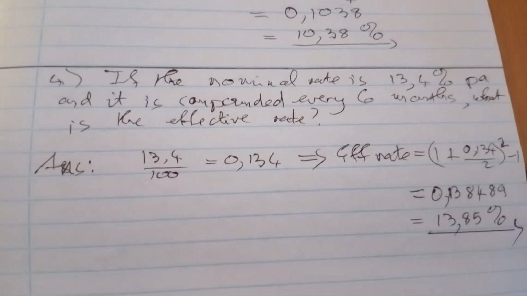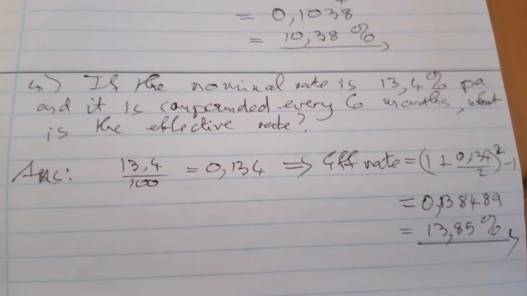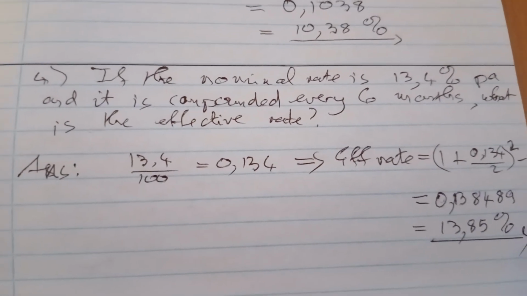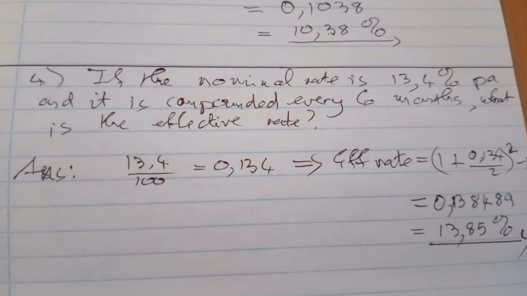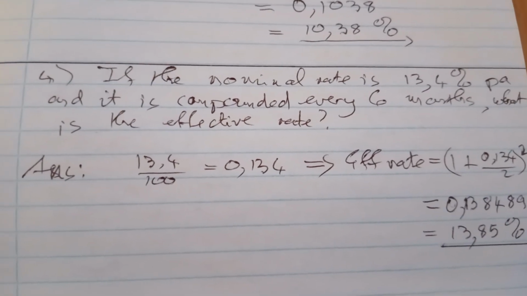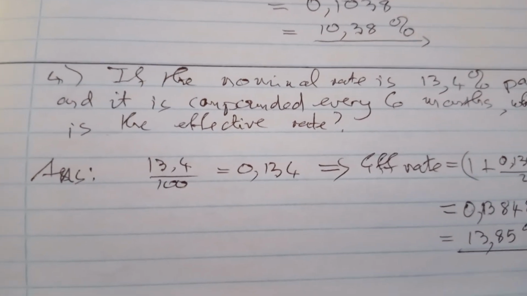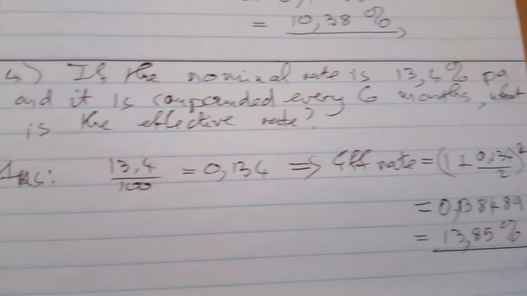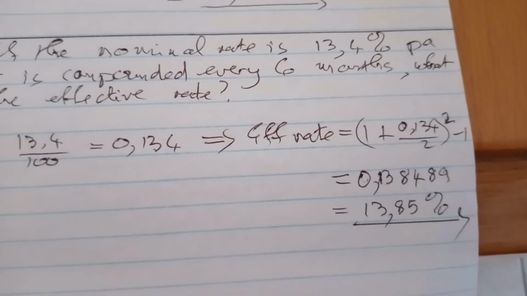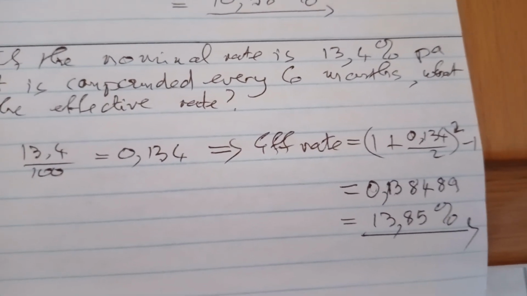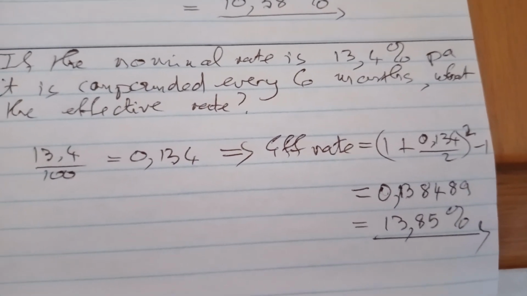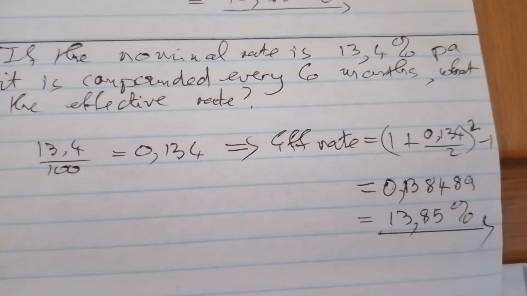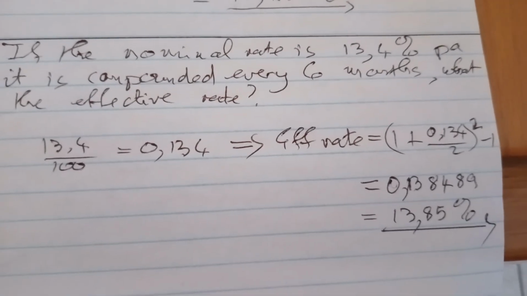Our last example, if the nominal rate is 13.4% per annum, and it is compounded every 6 months. Remember, there are 2 periods of 6 months in the year, so we need to take that into account. What is the effective interest rate? So 13.4 divided by 100 gives us 0.134, and then the effective rate is going to be (1 plus 0.134 divided by 2, because there are only 2 6-month periods in the year) raised to the power of 2, because there are 2 interest-bearing periods, minus 1.